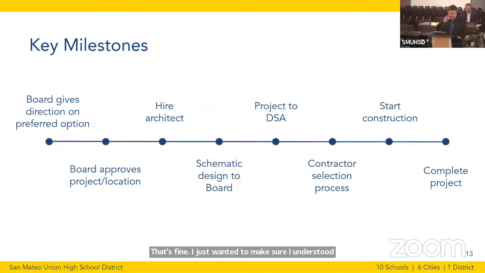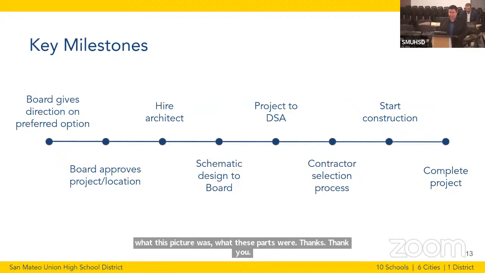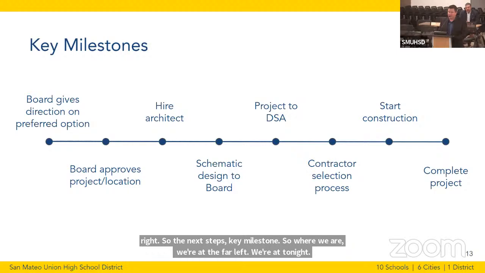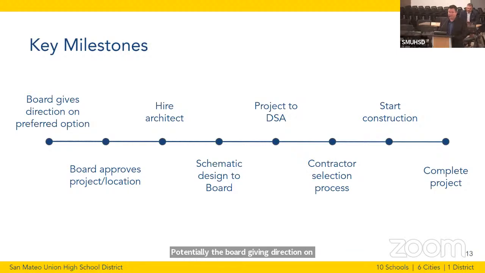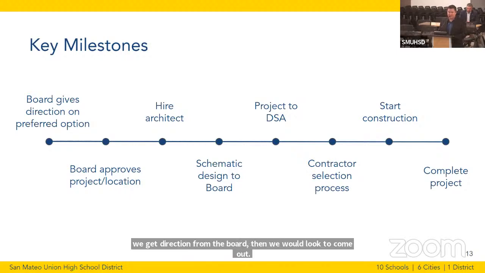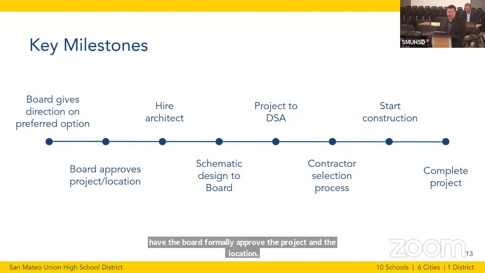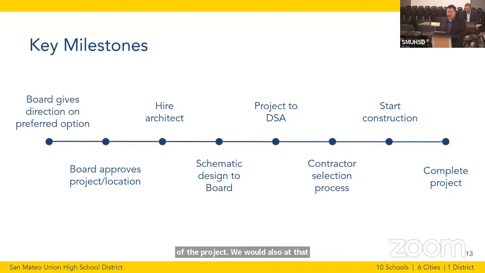All right. So the next step's key milestone. Where we are, we're at the far left. We're at tonight. Potentially the board giving direction on a preferred option. If we get direction from the board, then we would look to come back potentially in December to have the board formally approve the project and the location of the project. We would also at that point ask the board for permission to go out for an RFP for an architect.